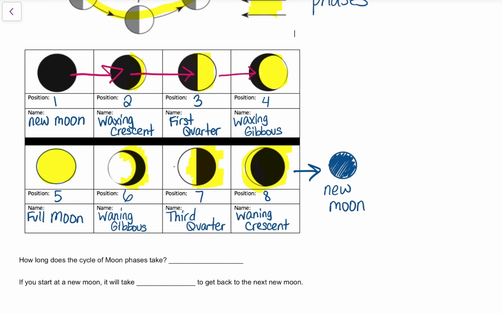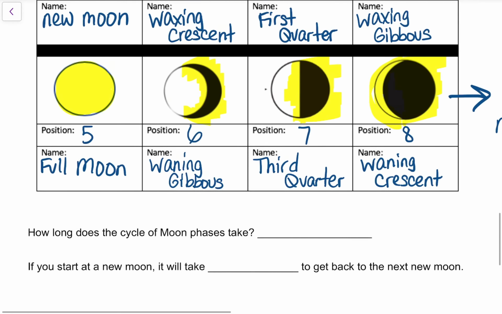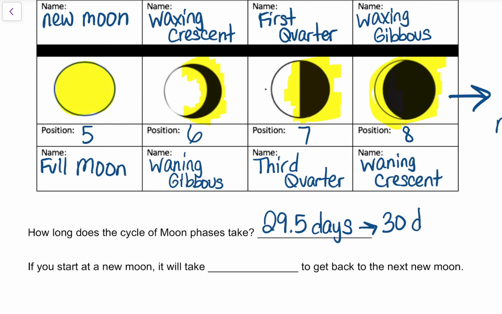So how long does it take for this cycle to complete? How long does it take to go through all 8 phases of the moon cycle and get back to the starting position, back to position 1? Well, it takes about 29.5 days. We can round this to 30 days.